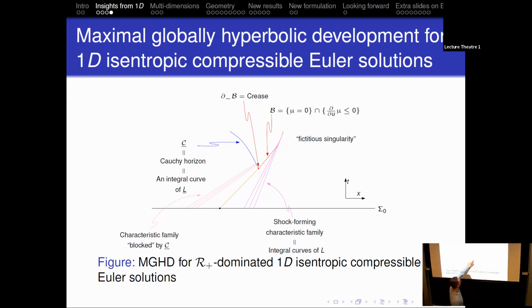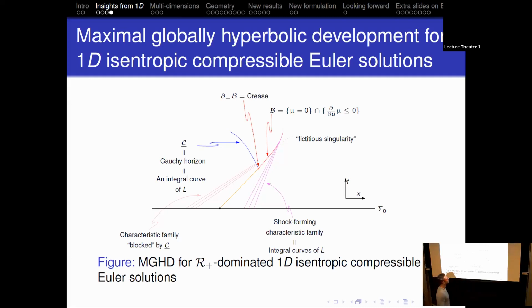And what you find for the fluids, just as in the Burgers picture, is that along the singular curve, the x derivative of r plus blows up, just like in Burgers' equation. Now, this lowest point here on the singular curve, we call it the crease because in higher dimensions, the analog of this cusp point has the appearance of a crease. You'll see it in the picture.